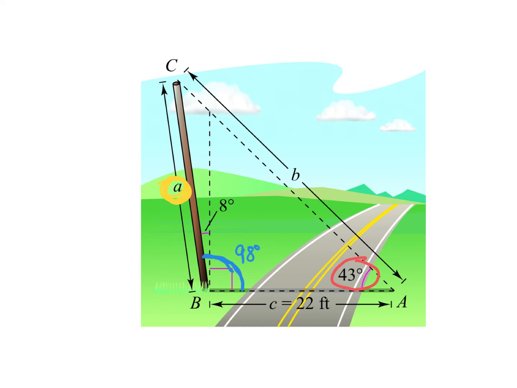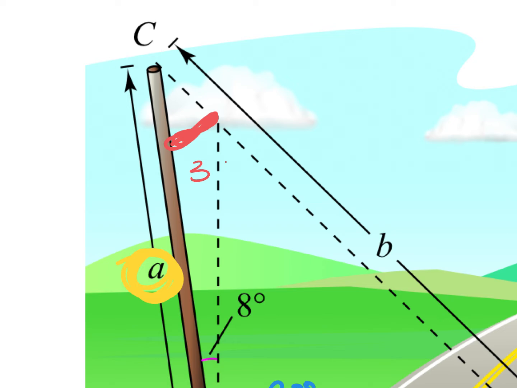How would I begin to do this? First thing I'm going to look at is, do I have an angle and its corresponding side to use as my law of sines proportion? No. But can I figure out this missing angle? Yes. How can I figure out this missing angle right here? 98 plus 43 gives me how much? 141. And then how do I figure out what C is? 180 minus 141. 180 minus 141 is how much? 39. So angle C is 39 degrees.